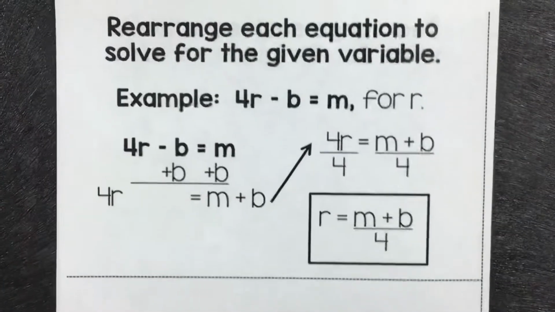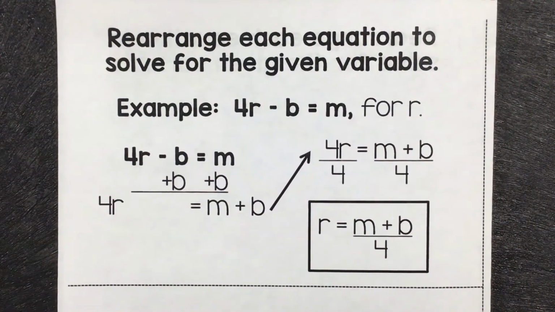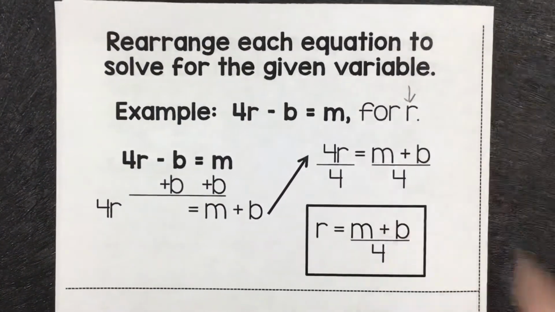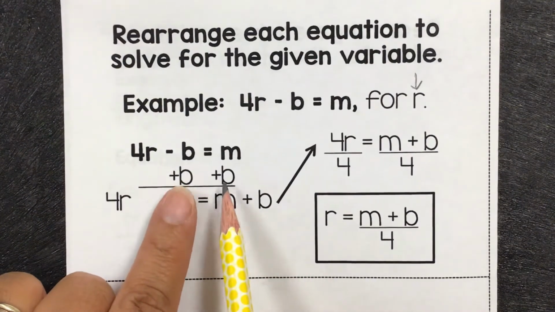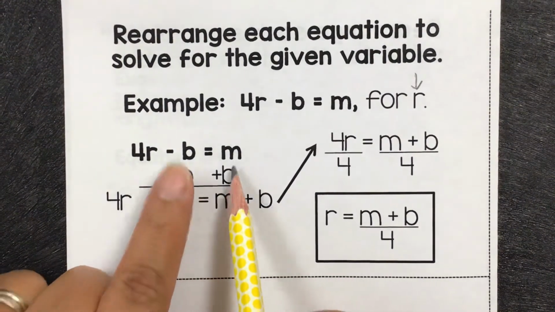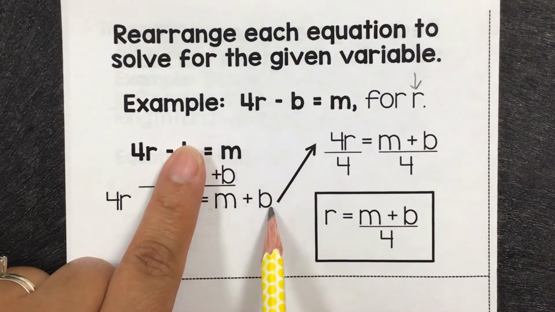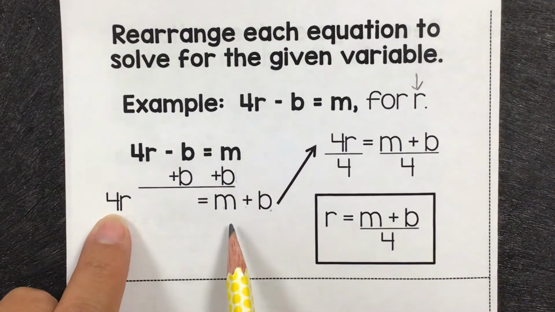We're going to go up here and take a look at what we have. We have rearranging each equation to solve for a given variable, and this one is wanting to solve for R. So again, we have to do the addition and subtraction first. They don't go together, so we have to write them separately, M plus B. That still leaves 4R by itself.